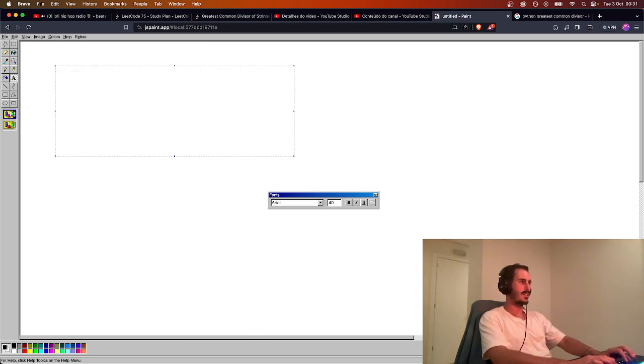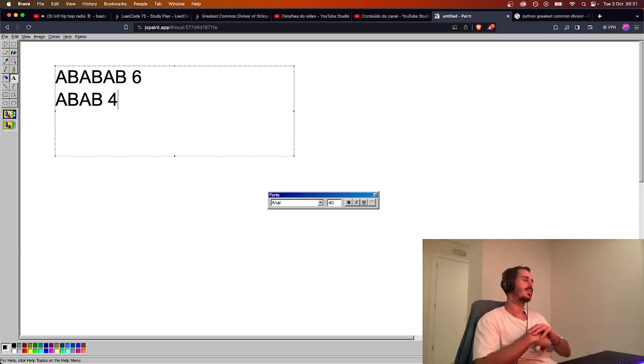Let's look at the AB, AB example. So we have 6 characters, and then we have AB, AB, which has 4. To solve this, we need to find AB. How do we find it? First of all, we know that it's 6 characters here and 4 characters on this one. So whatever is the word that divides both of them, if it exists, it must be the greatest common divisor of both of them.